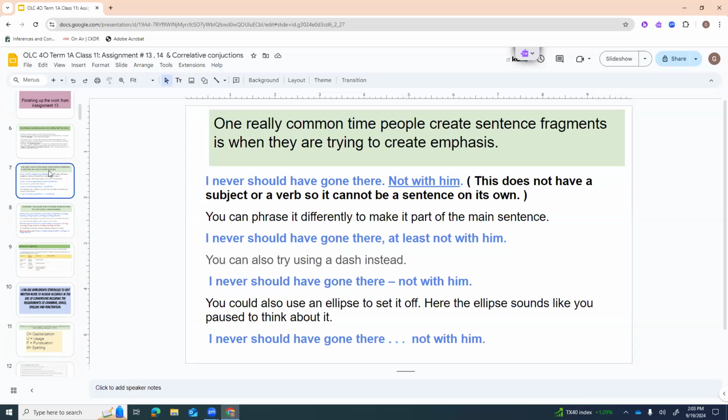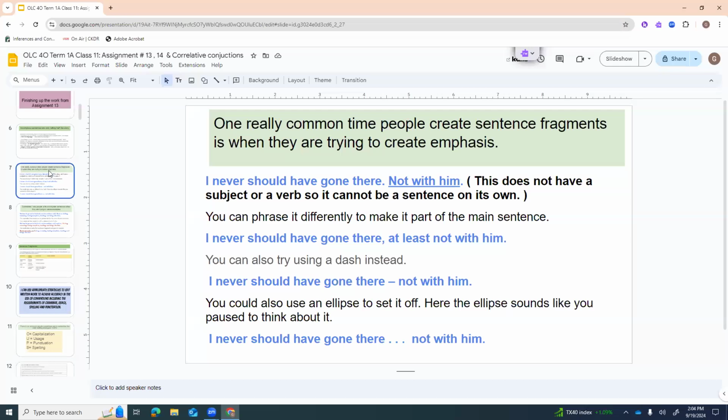So if it says, "I never should have gone there. Not with him." Now, I do know what you mean in this case, but "not with him" is not actually a complete sentence. There isn't a subject or a verb in there. I could phrase it differently to make it part of the main sentence. I could say, "I never should have gone there, at least not with him." I could also use a dash, because a dash can be used for emphasis, right? "I never should have gone there—not with him."